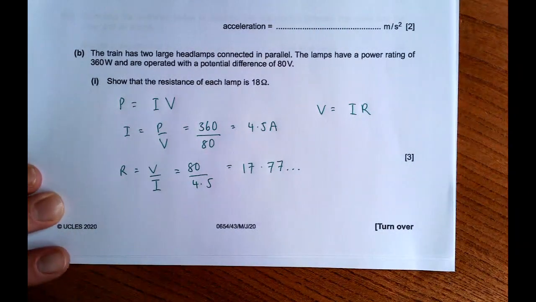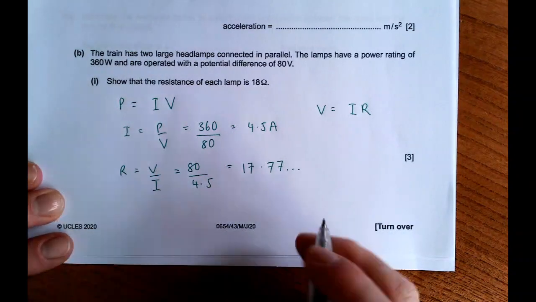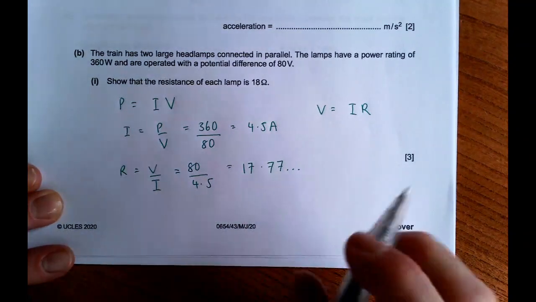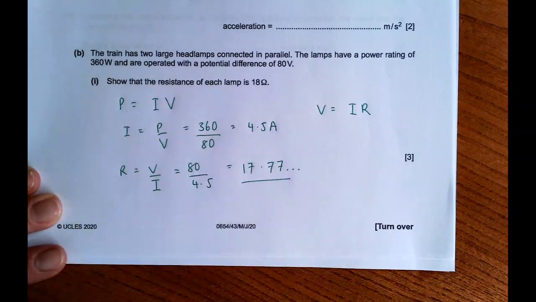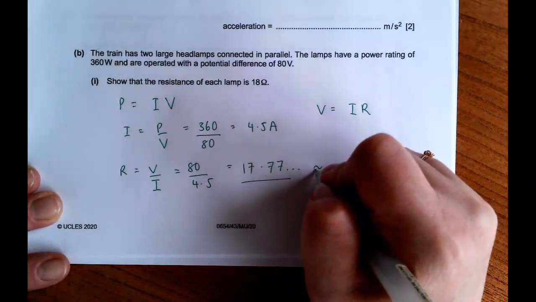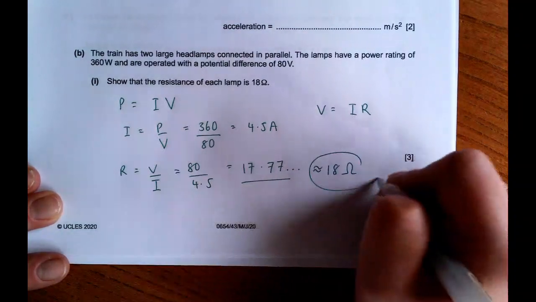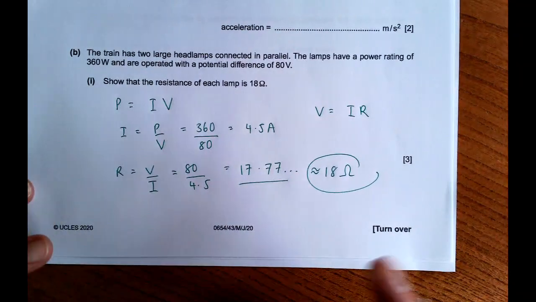Sorry, I was busy pausing my video here. I've unpaused. I'm not going to sketch just yet; I'm going to sketch on the next page. You can see when I plug 80 over 4.5 into the calculator, I get 17.77, which is approximately equal to 18 ohms. So that's enough for this section.